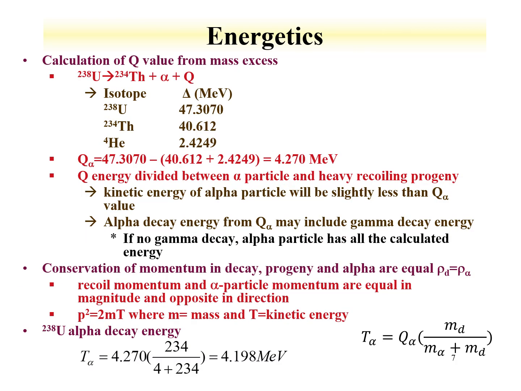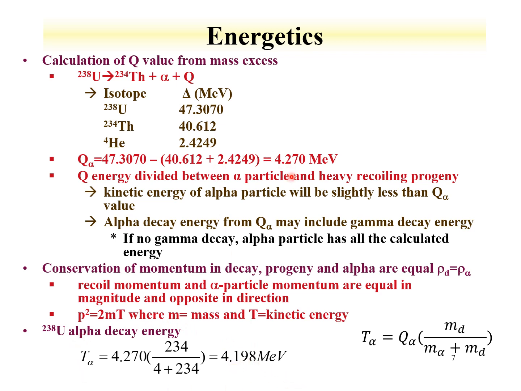We can use the calculations that we discussed to evaluate Q values for reactions. As an example here, if we wanted to evaluate the Q value of the decay of uranium-238 to thorium-234 plus an alpha, we get the mass excesses of uranium-238, thorium-234, and an alpha particle, and arrange this equation. We can see that the Q value is 4.27 MeV. Then we can plug this into our equation here and calculate from the Q value the alpha decay energy. We see that the Q value is 4.27 and our alpha decay energy is 4.198 MeV.